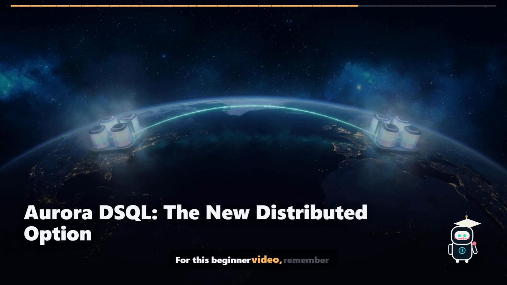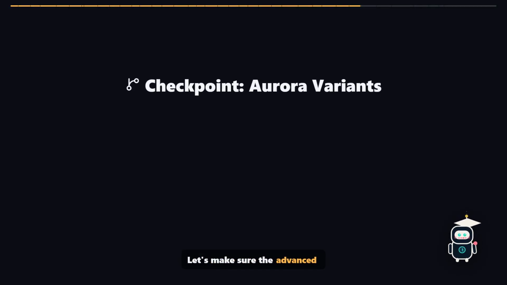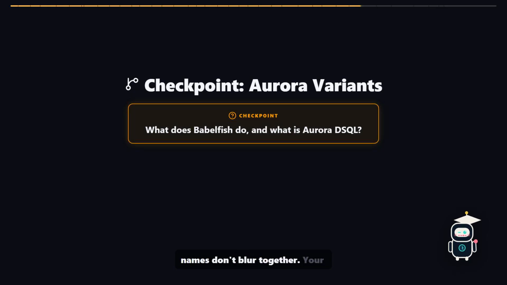For this beginner video, remember only the distinction. Global Database has one primary writer. Aurora DSQL is the separate distributed option for supported active-active designs. Let's make sure the advanced names don't blur together.